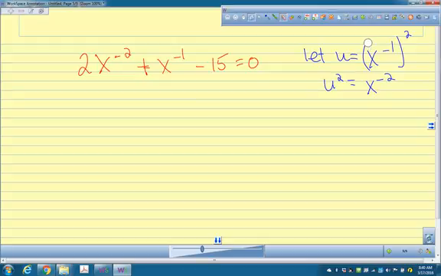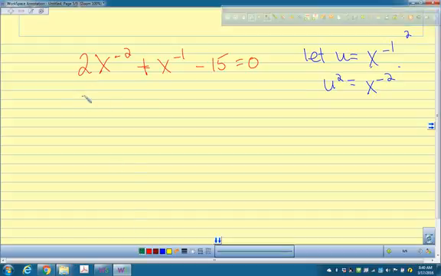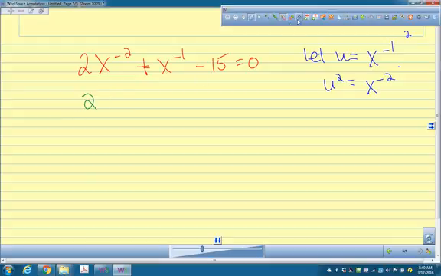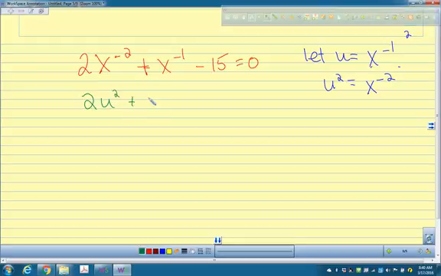So again, I do the same type of thing. I end up with a quadratic that looks like, in green, because it's St. Patrick's Day, 2u squared plus u minus 15 equals 0.